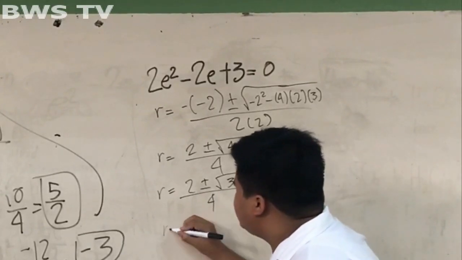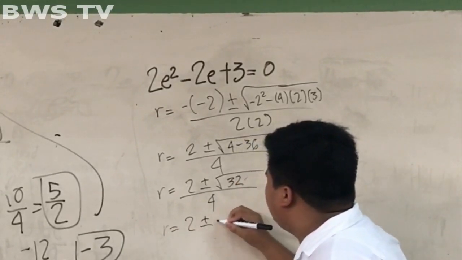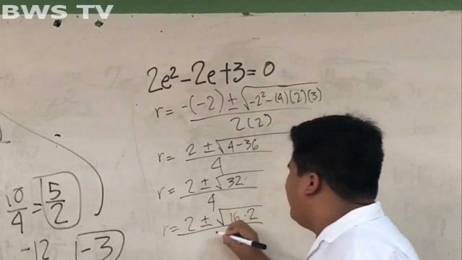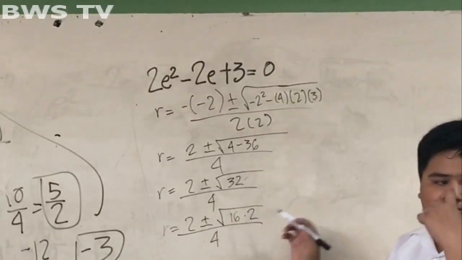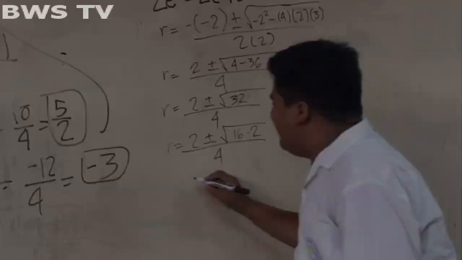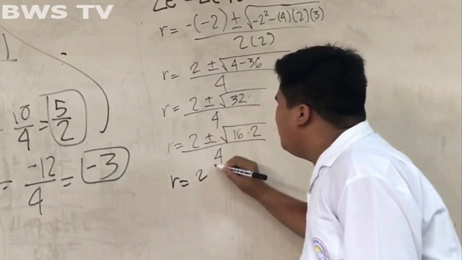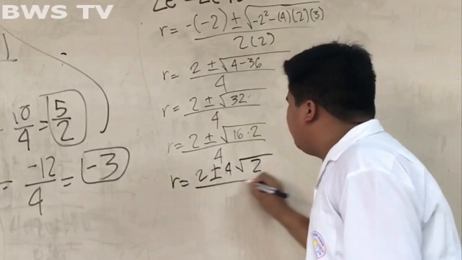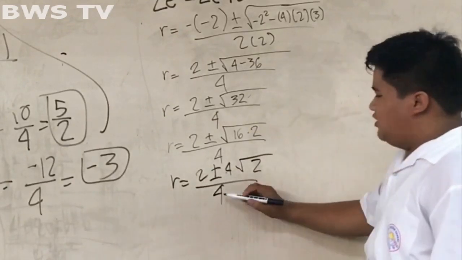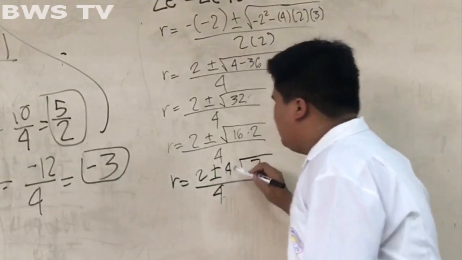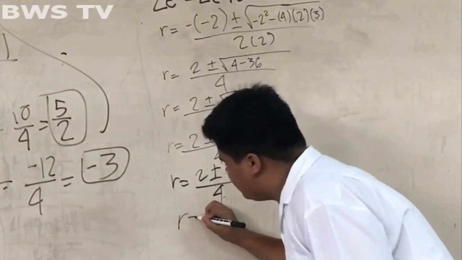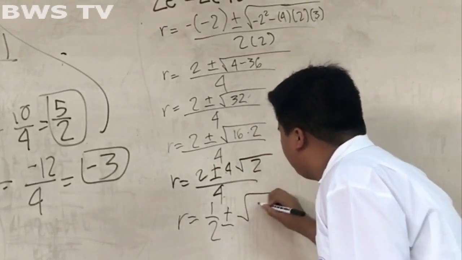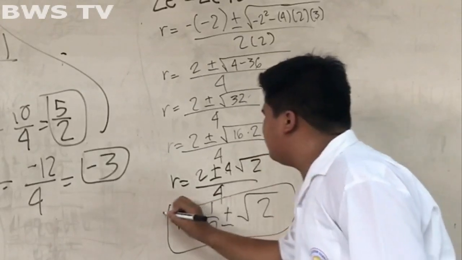So r is equal to 2 plus or minus the square root of 16 times 2 divided by 4. 16 is a perfect square. Then r is equal to 2 plus or minus 4 square root of 2 divided by 4. Then we will cancel these both. So r is equal to 1 over 2 plus or minus the square root of 2. This is the final answer.